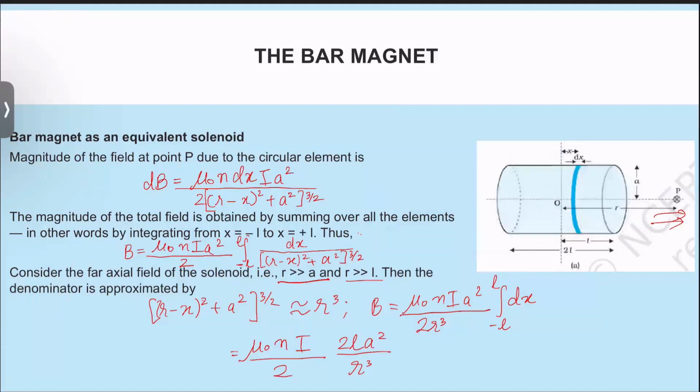Your B is related to the length. Since the total length is 2l, so 2l total length, then a square, that is the radius of the solenoid, upon r cube. r is the distance from the center to any point that we are saying on the axis of the bar magnet. Okay, so this is what we get.